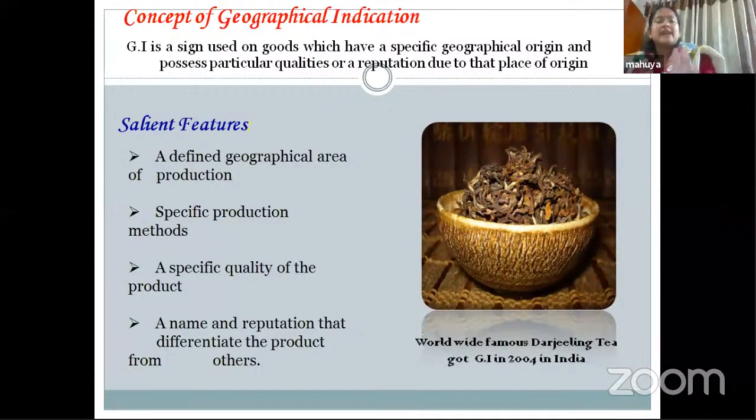So GI is a sign used in goods which have a specific geographical origin and possess a particular quality for that particular geographical area, like Darjeeling tea. Darjeeling tea is the first geographical indication in India. Why is Darjeeling tea a geographical indication? Due to the Darjeeling area, it has a different aroma.